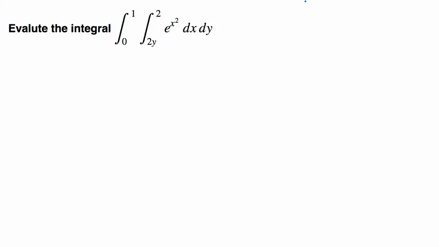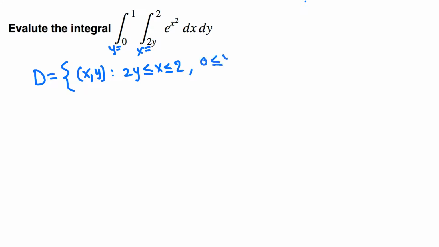Evaluate the integral. We have this region where x goes from 2y to 2 and y from 0 to 1. If we write this region D, this will be all (x, y) such that x is in between 2y and 2, and y is in between 0 and 1. Okay, and we need to do this integration first, then we go for y.